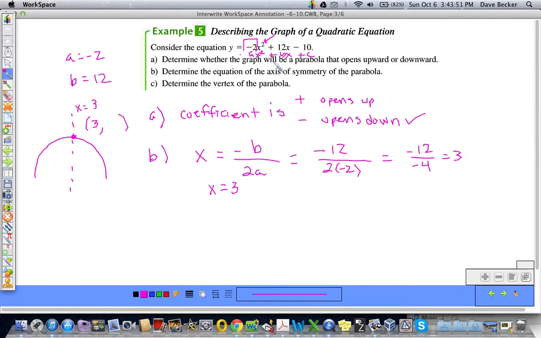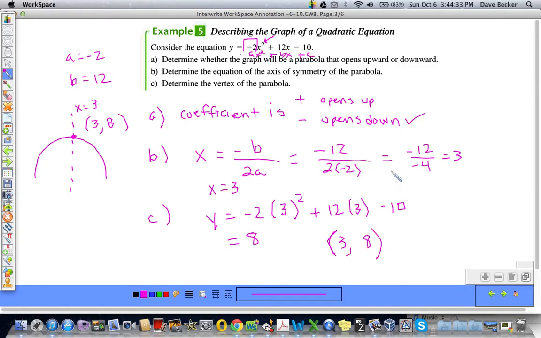So that would be, let's see, determine the vertex of the parabola. They're asking for the coordinate here. So y would be equal to -2, replace x with 3 times 3 squared, plus 12 times 3 minus 10. And I will tell you that that is equal to 8. I cheated. I just didn't feel like working all that out. So the coordinate of my vertex is 3, 8.